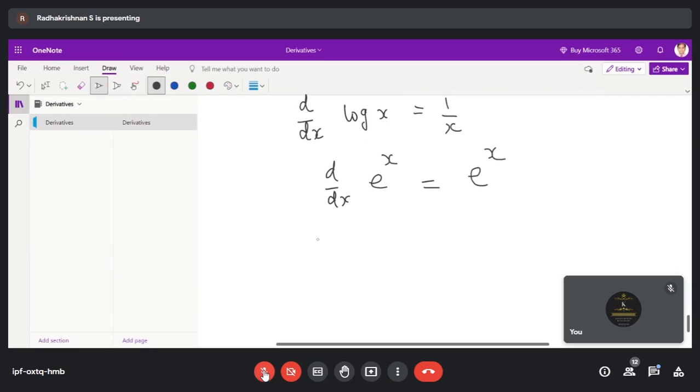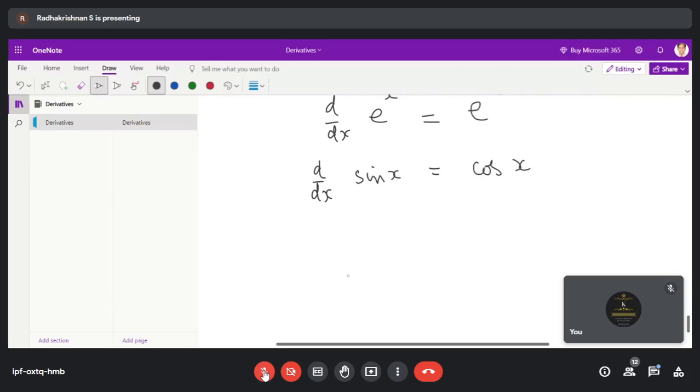Then let's look at some of the trigonometric functions. Sin x, its derivative? Does anybody know? Cos x. And the derivative of cos x is minus sin x.